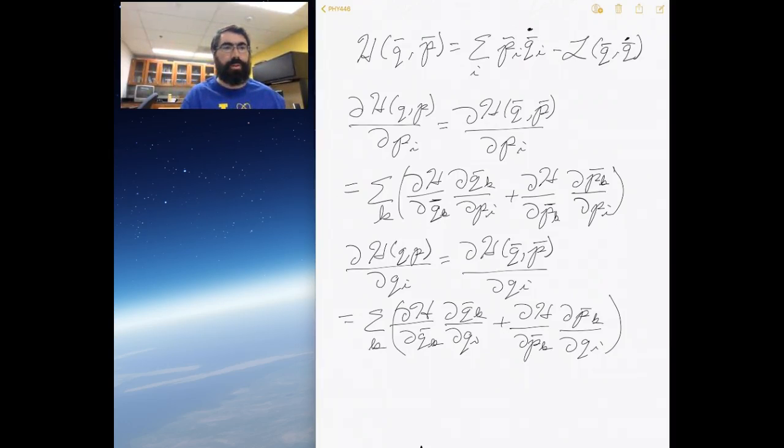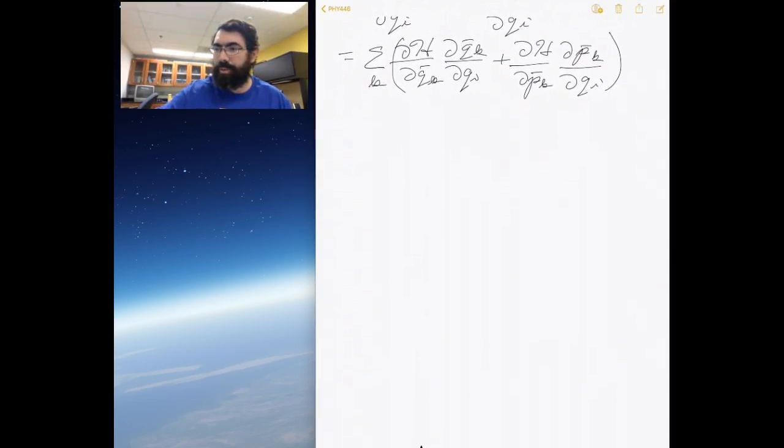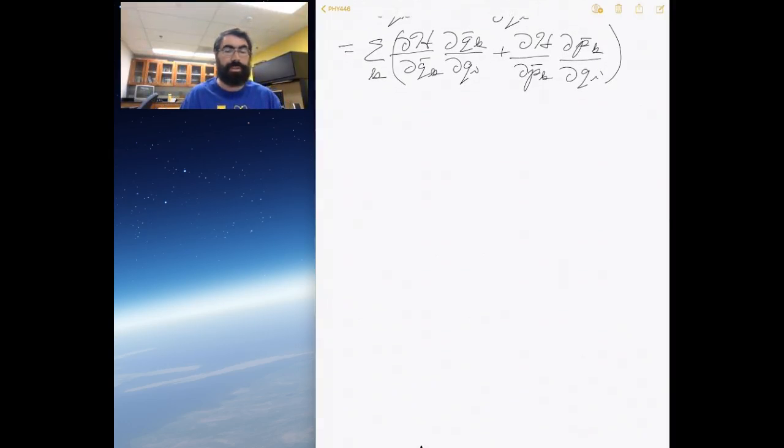Okay, so that's just operating with the chain rule. That's just some easy calculus. So now what I want to do is make some substitutions. So let's take a look at the Poisson bracket.